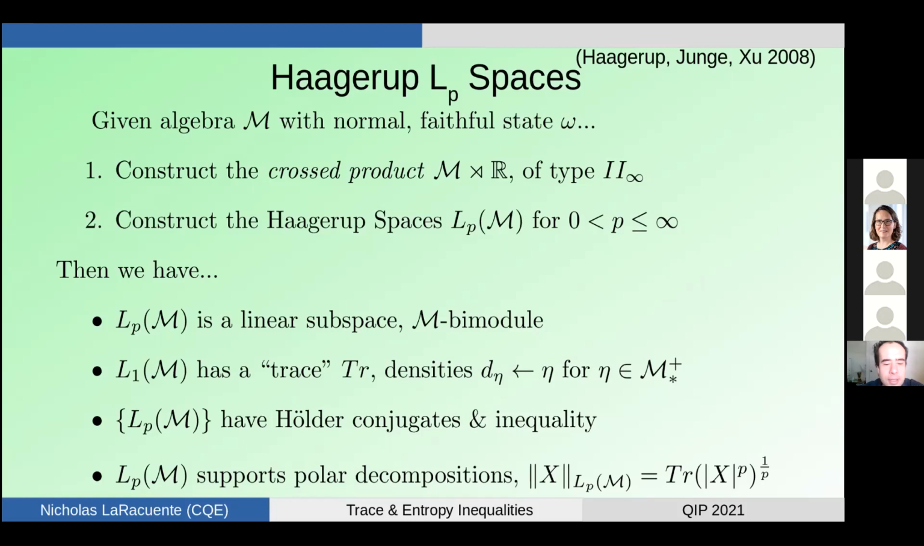And it has densities corresponding to states in the pre-dual of the von Neumann algebra. These L^p spaces also have Hölder conjugations, and they have a Hölder's inequality. They support polar decompositions, and they have a p-norm that behaves in the expected way with the trace. And so that ends up being a very useful idea.